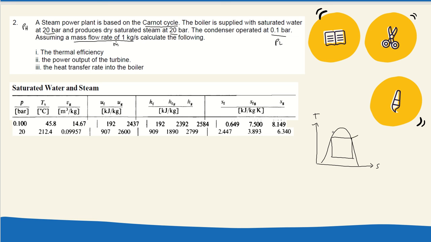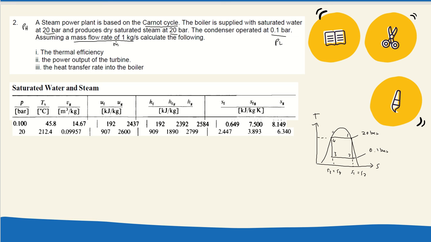So this one is P1, which is 20 bar, and then P low or PL is 0.1 bar. Points 0.1, 0.2, 0.3 and 0.4. So here S1 equal to S2, and S3 equal to S4, which means isentropic process.